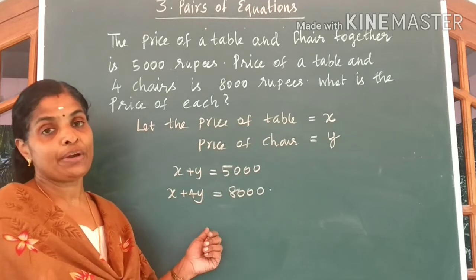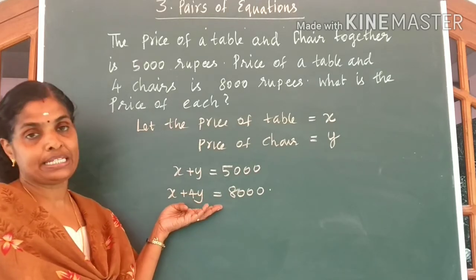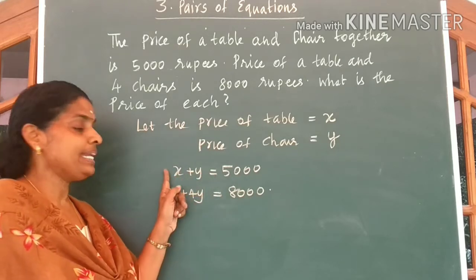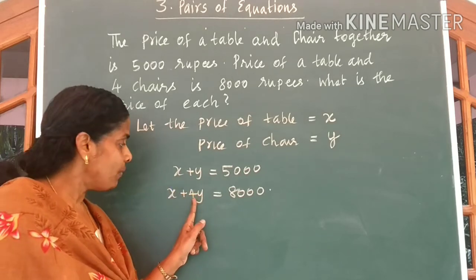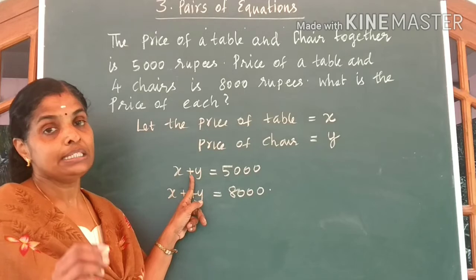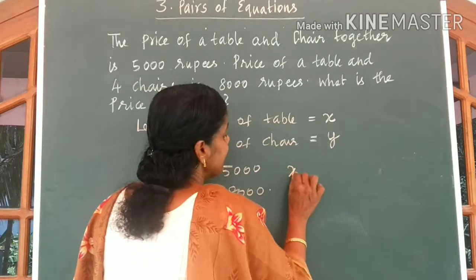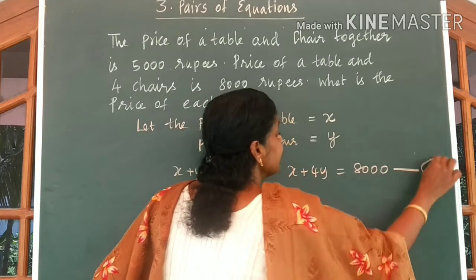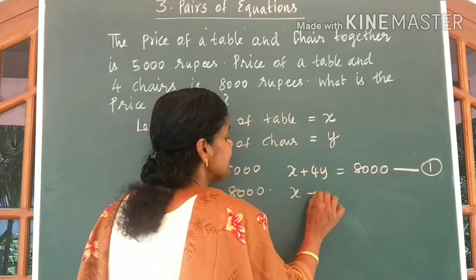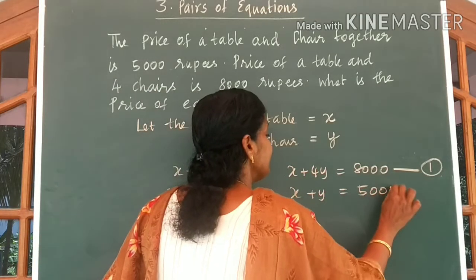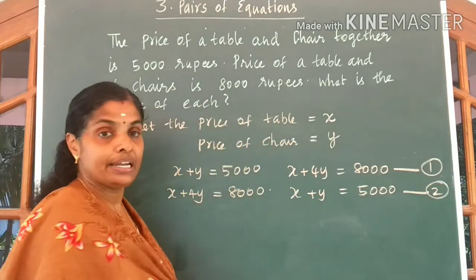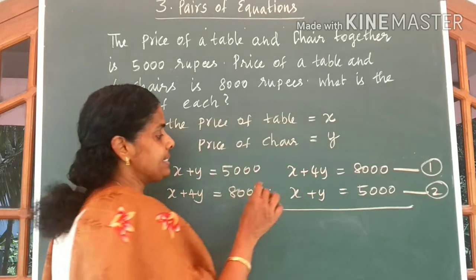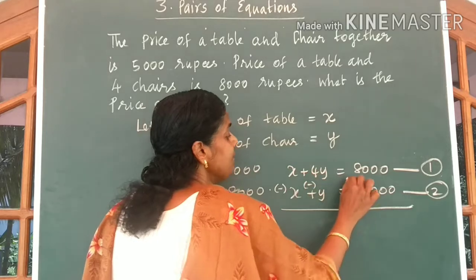So here what you can do is, from the second equation, if you subtract the first equation, what will happen, children? x minus x will give you 0 and 4y minus y will give you 3y. Let me write it. x plus 4y is equal to 8000. Let us consider this as the first equation, and x plus y is equal to 5000 as the second equation. Now what we are doing here, instead of adding, we are subtracting. So if you subtract, what will happen?